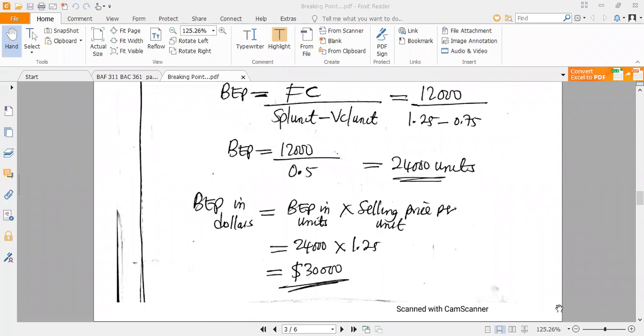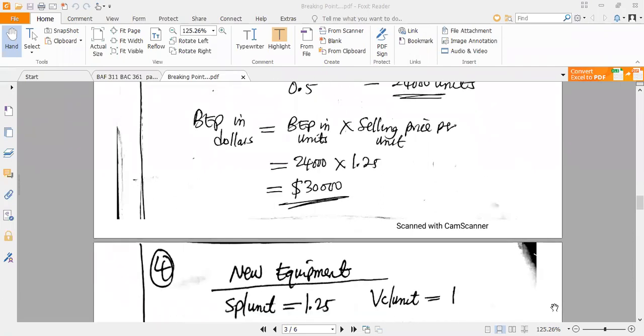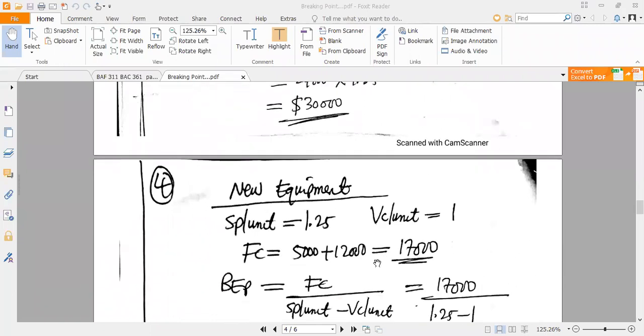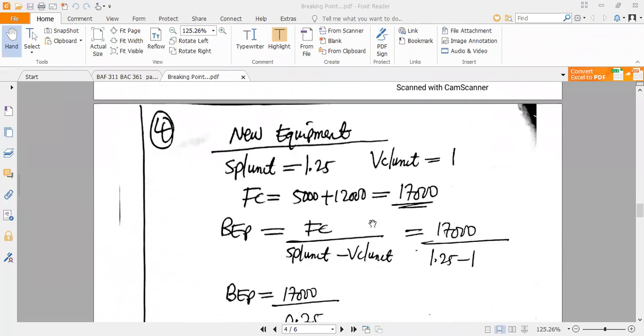Is it clear on this one? Okay, let's now go to the new equipment. Let's find the break-even point for the new equipment. The selling price per unit is 1.25, the variable cost per unit is $1, and the fixed cost for this one is 17,000.